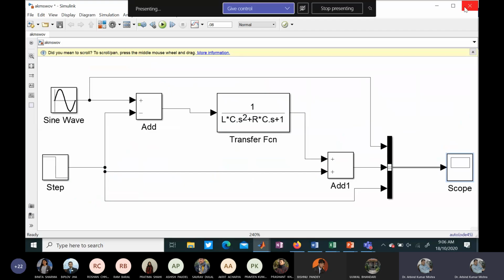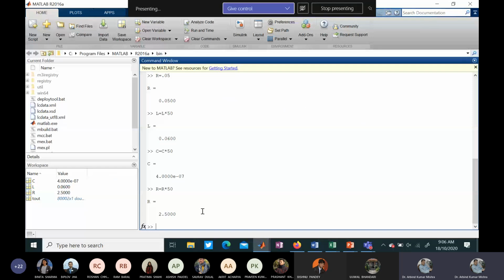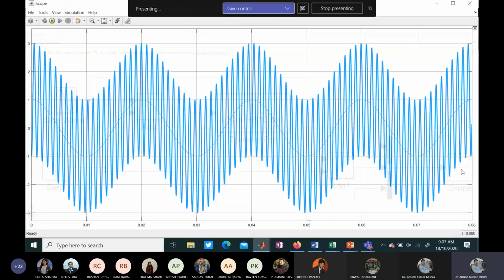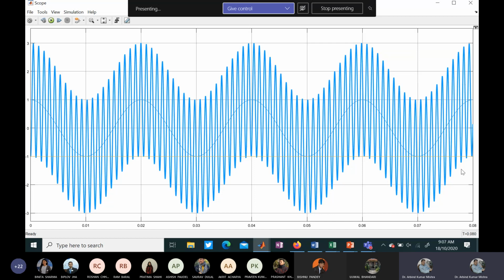But what will be the case if I consider the lossless line? For that, I just have to make this R equal to 0. And see the difference. That means if I make R equal to 0, it is a kind of sustained oscillation. These oscillations, this transient, never die out. That means the resistance of the line is responsible for the dying out.